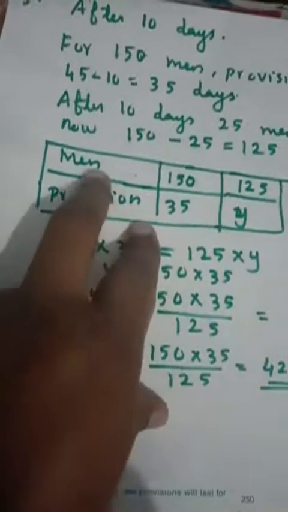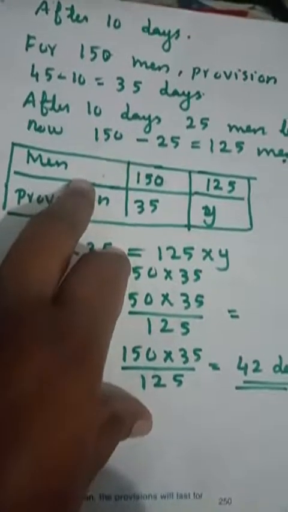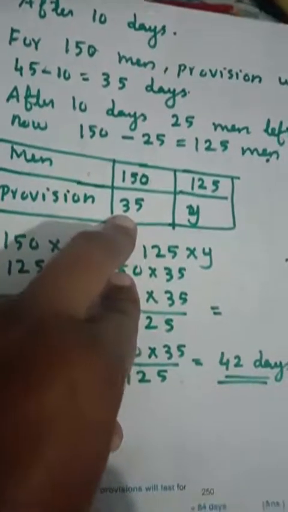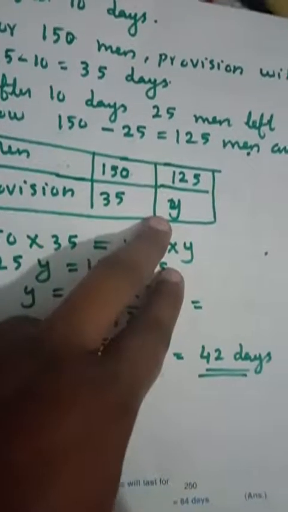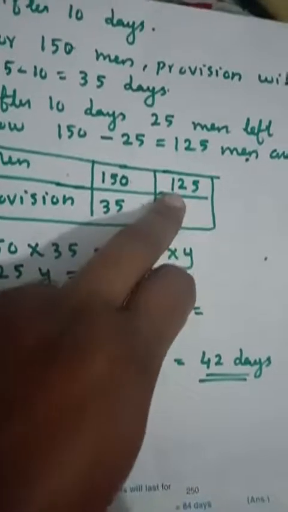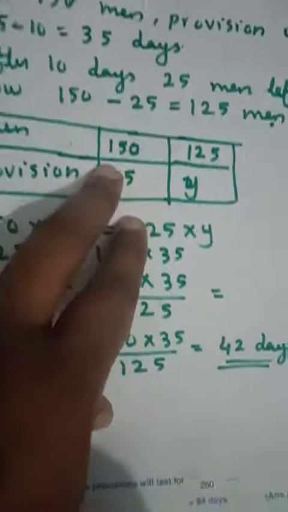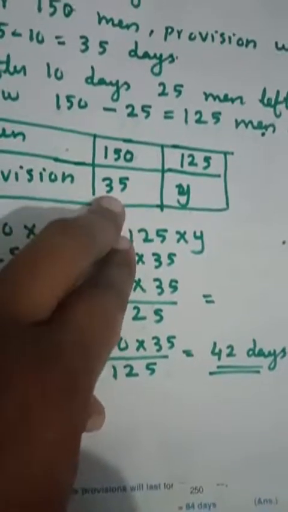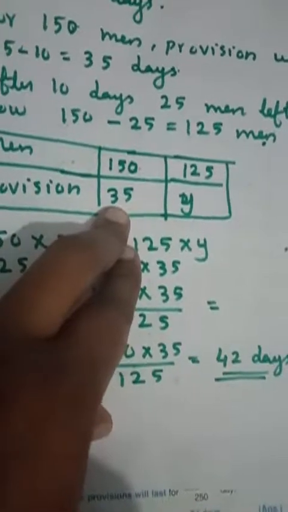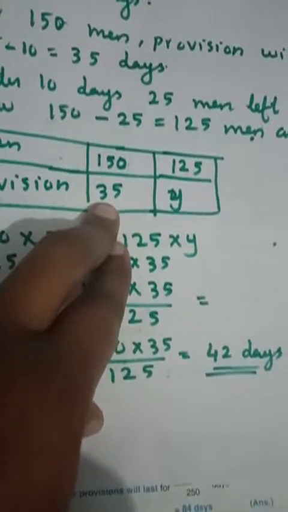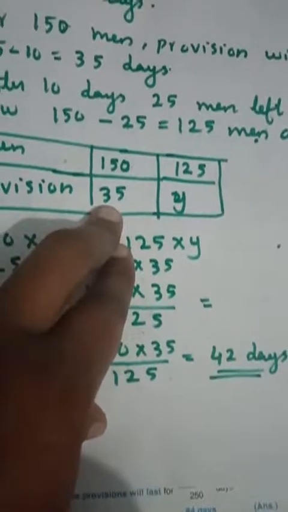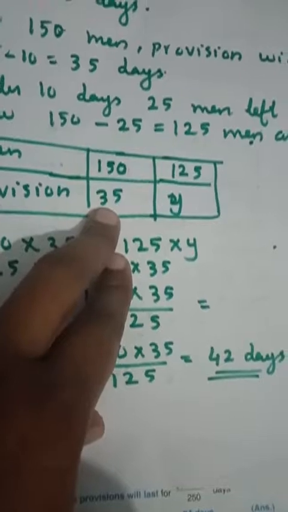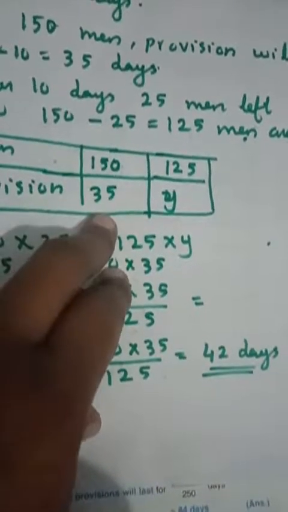So now we can draw the table. Men is x, provision is y. If 150 men, then 35 days of food is there, and 125 men, y. We want to find the provision for 125 men. So for 150, don't write 45, because we are calculating the food after 10 days. Before these 10 days they were having their food, so now only 35 days. 150 men, 35 days.